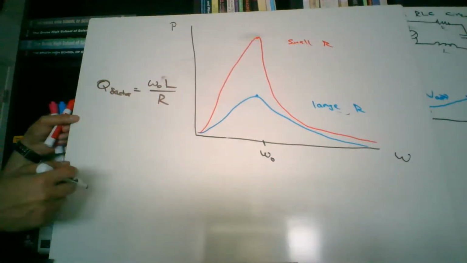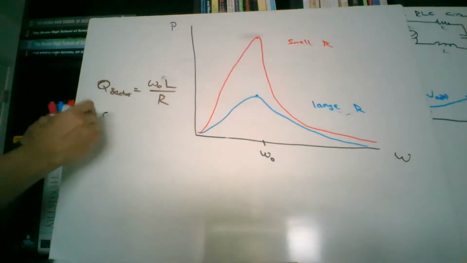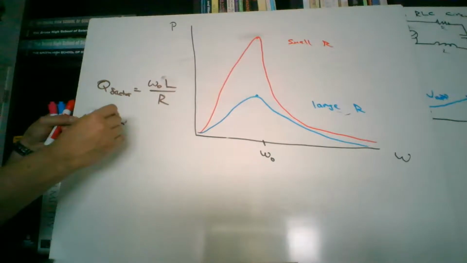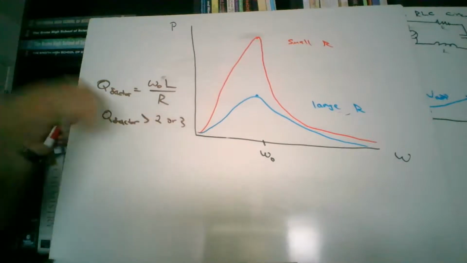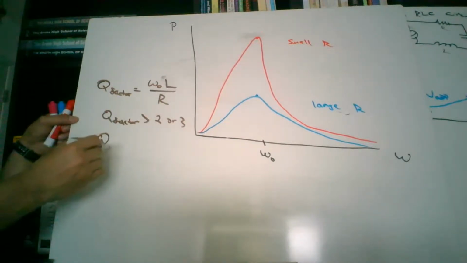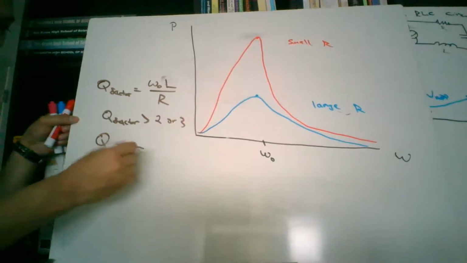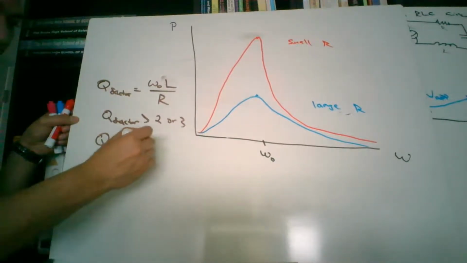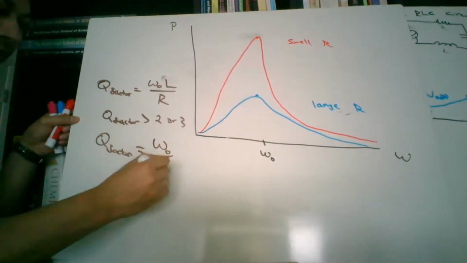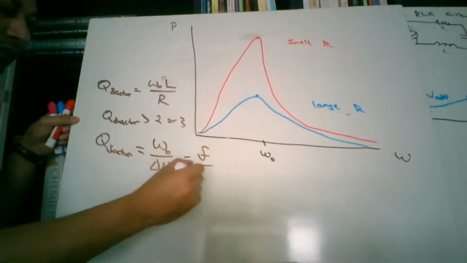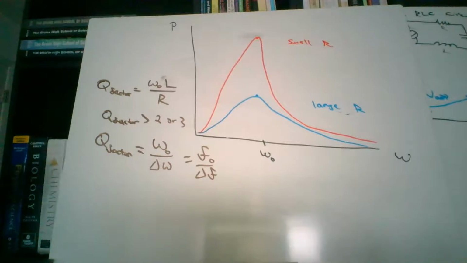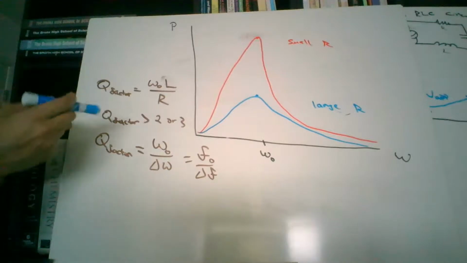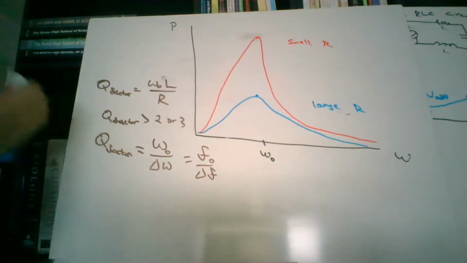So that's that. And then if the Q factor is bigger than 2 or 3, then we can approximate another equation for the Q factor. And that's going to be given by omega naught divided by delta omega, which will equal frequency divided by delta frequency, not the natural frequency. And you might ask yourself, what is delta omega?